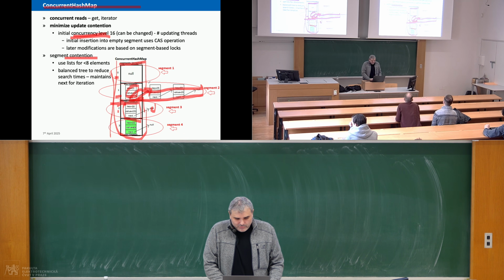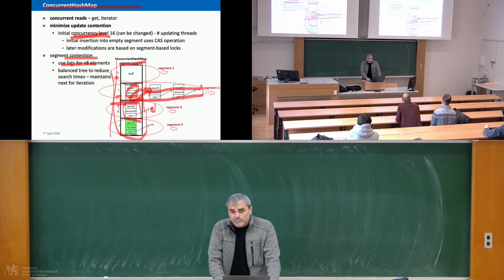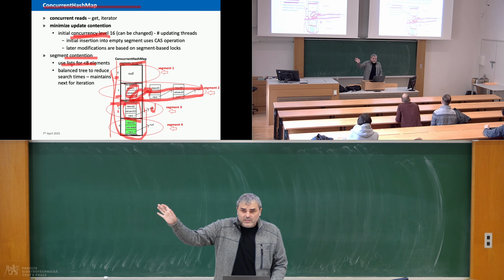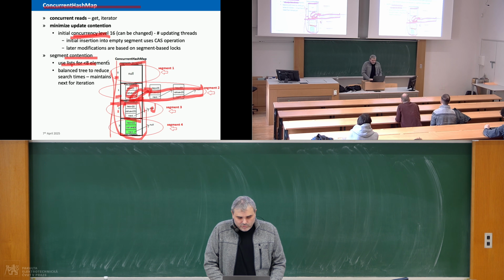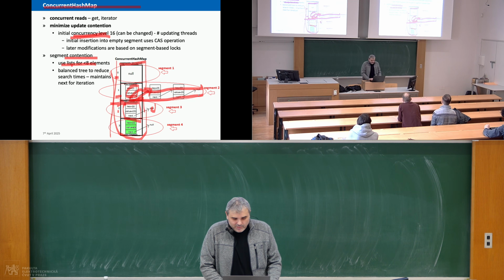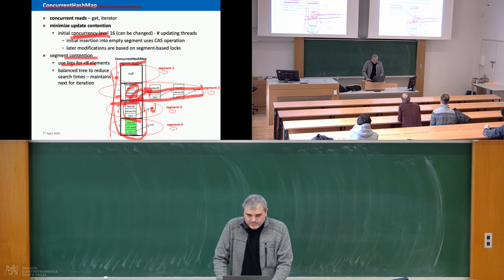Segment contention, so the value on the same thing, is implemented in a way that it uses a linked list, as mentioned, if there are fewer than 8 elements. If there are more elements, to speed up finding inside that long list, a balanced tree structure is used. So there is some kind of tree structure inside to speed up the find operation, because then its complexity is logarithmic instead of linear in size.